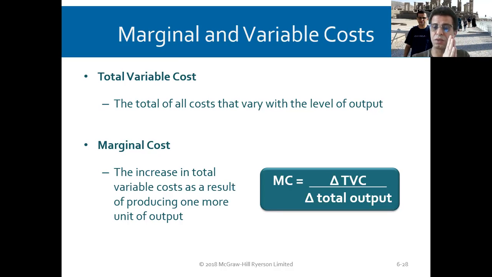So the marginal cost is the change of total variable cost over the change of total output. You need to know that because you need to do the calculation if you're an economist, to see whether we should add more production and more variable costs, or where we should be stopping when it comes to diminishing returns.